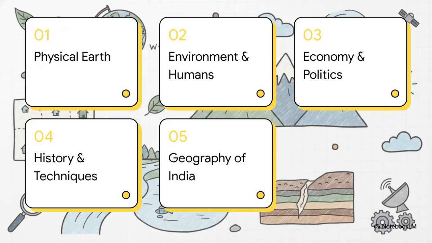To pull this off, we've grouped the whole shebang into 5 thematic buckets. First, exploring the physical Earth. Second, environment and human systems. Third, economy, culture, and politics. Fourth, history and geographical techniques. And finally, fifth, the geography of India.